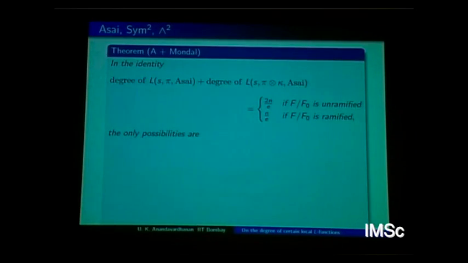Similarly, in the Asai case, you may have two things, and in the 2n by e case, this is the only possibility: each individual, the Asai L-function and the twisted Asai L-function, has degree half of the total. In the other case, when F over F naught is ramified, this n by e, exactly like in the earlier result, there are only three cases. Either it's n by e plus 0, or 0 plus n by e, or it's half-half. There's no other possibility. Okay, so this is what I wanted to say.